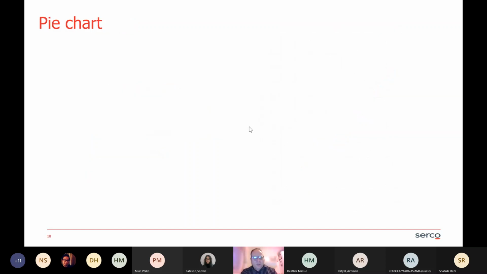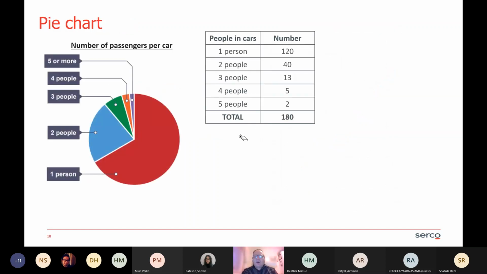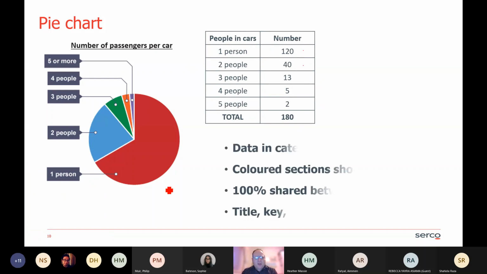And the final one that I wanted to mention is a pie chart. You may have seen something like this. So this is a survey of the number of passengers in a car. There's somebody on the side of the road counting the number of cars over a period of time. And we've got the figures there of who's in each car. So there's 120 cars with one person, 40 cars with 2 people, and so on. And we've put them into a pie chart.